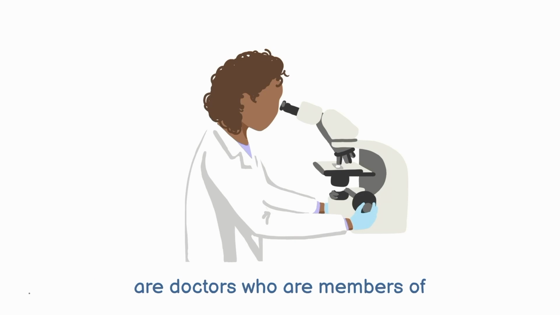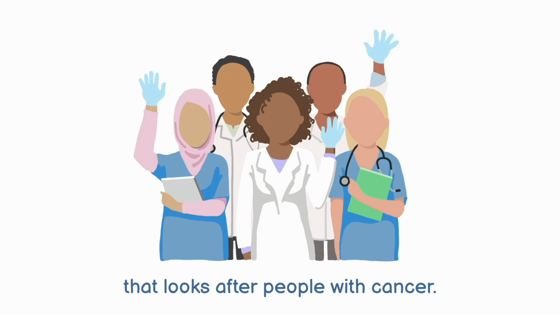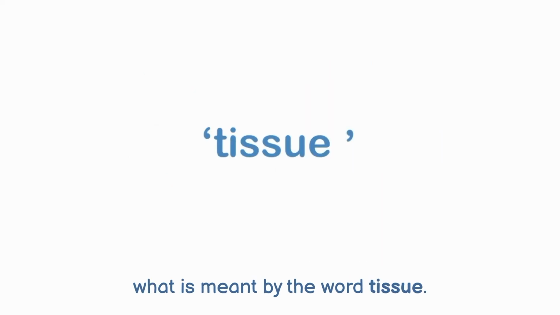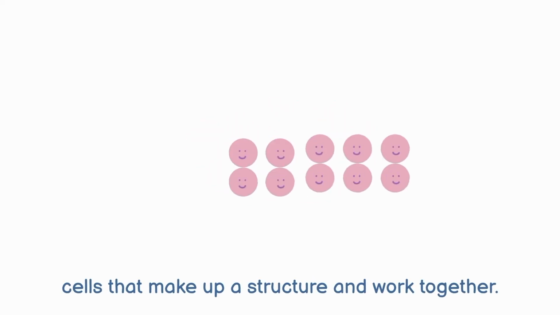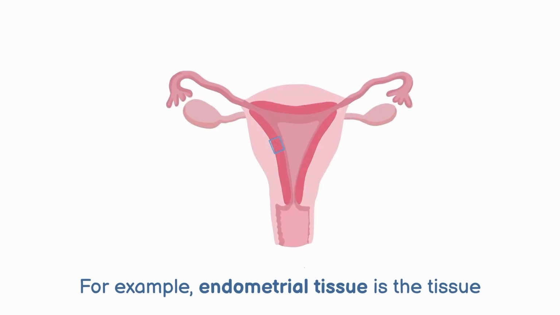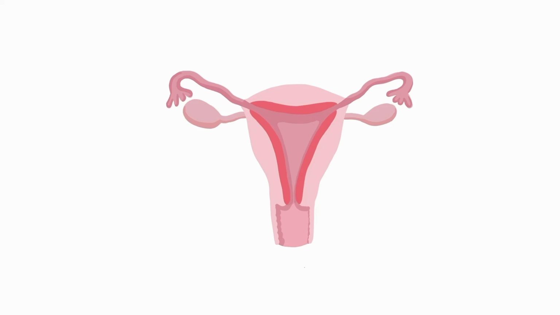Pathologists working in hospital pathology laboratories are doctors who are members of the multidisciplinary team, or MDT, that looks after people with cancer. Let us start by understanding what is meant by the word tissue. In biology, the word tissue means a group of cells that make up a structure and work together. For example, endometrial tissue is the tissue that lines the womb, or the endometrium.